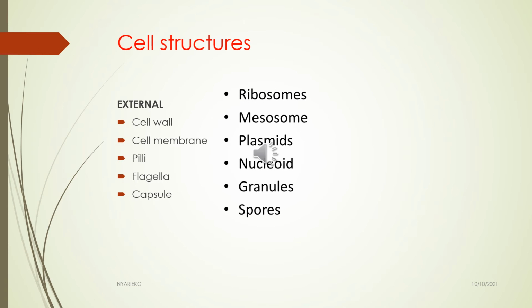In slide 6, we can see the structure of a bacterial cell. It has the external structure and the internal structure. And we have components in the external structure, that is the capsule, the pili, the flagella, and then the cell wall and the cell membrane. When we come to the internal structure, we have the ribosomes, mesosomes, the nucleus, the granules. These are the structures of a bacterial cell.